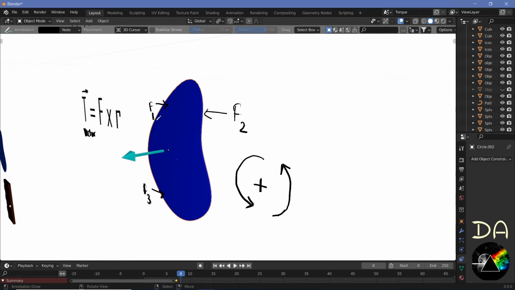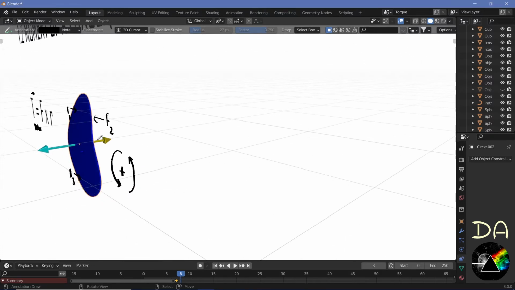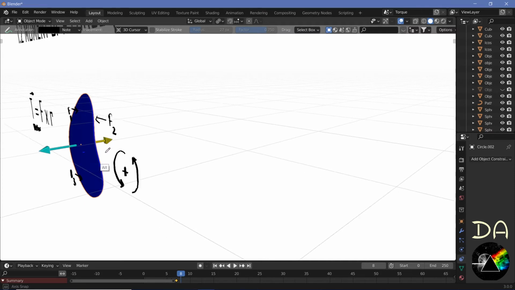On the other hand, force F1 was causing rotation in the clockwise direction. So clockwise direction, torque is considered negative. And in that case, it's pointed into the screen. So that is the direction of negative torque, whereas this is the direction of positive torque.